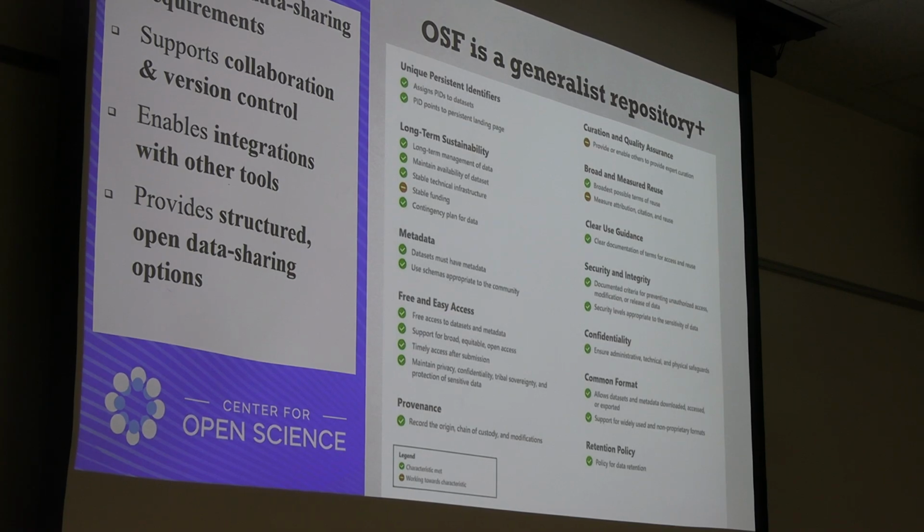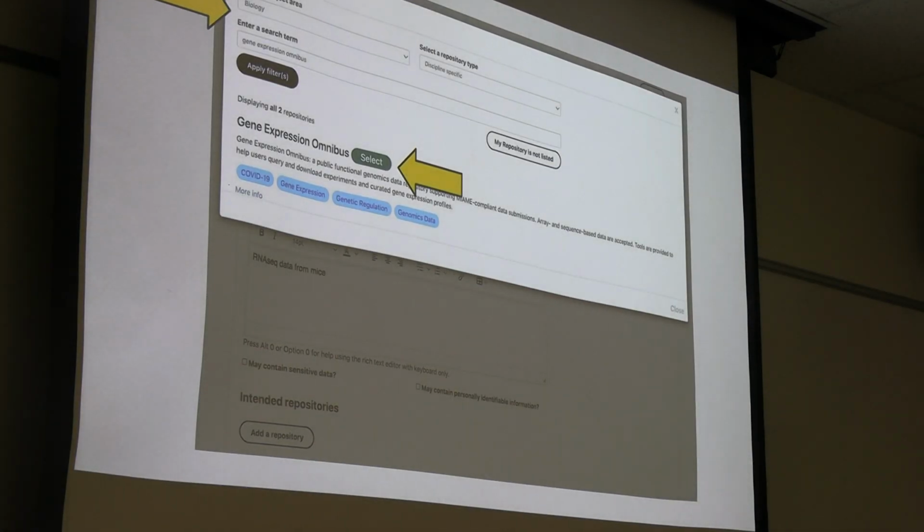Here's where OSF really shines. It's more than just storage space. It's designed for collaboration. You can control versions of your work, track updates, and even connect with other tools like Google Drive and GitHub. It's a space built for research as it happens, not just a final place for data sets, and that's what makes it stand out among other generalist repositories.